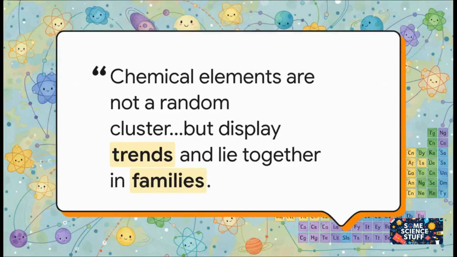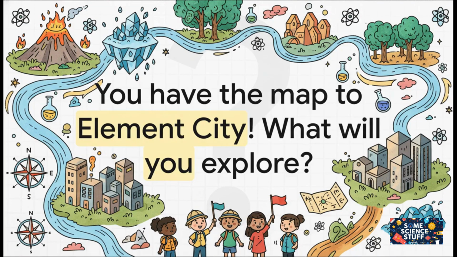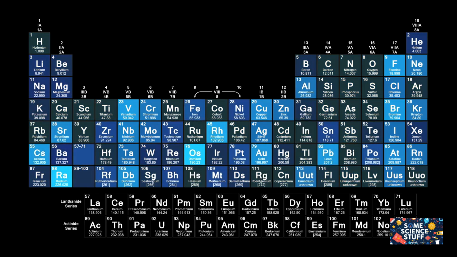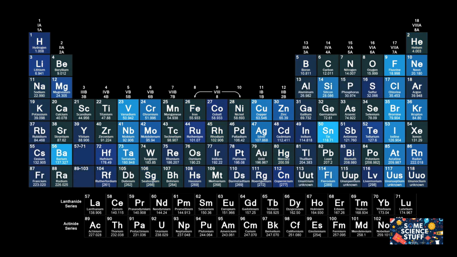Awesome work! You know, this quote says it all perfectly. The elements aren't just a random jumble of things. They're an organized, beautiful family. This map of Element City doesn't just explain chemistry. It helps us understand the building blocks of our whole universe. And just like that, you are now an official Element City map reader. You have the guide, you know the language, and the entire world of chemistry is just waiting for you to explore it. So the only real question left is, where will your curiosity take you next?